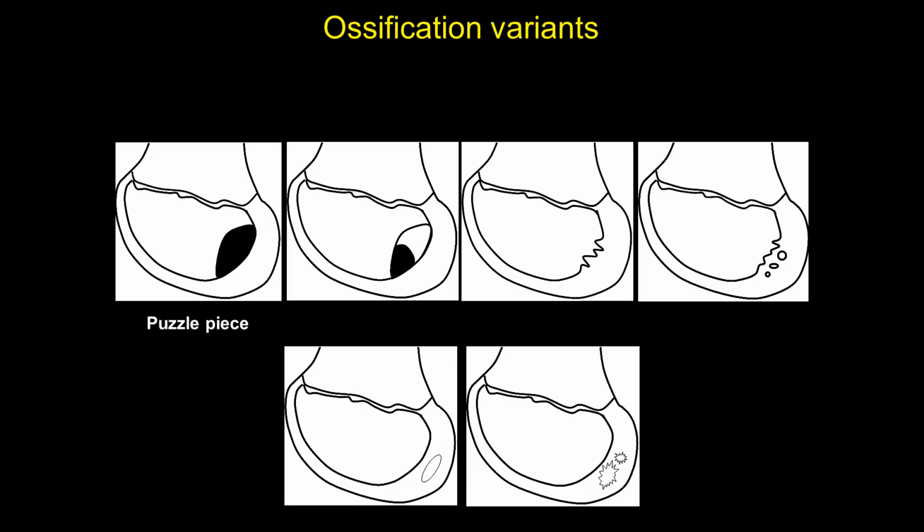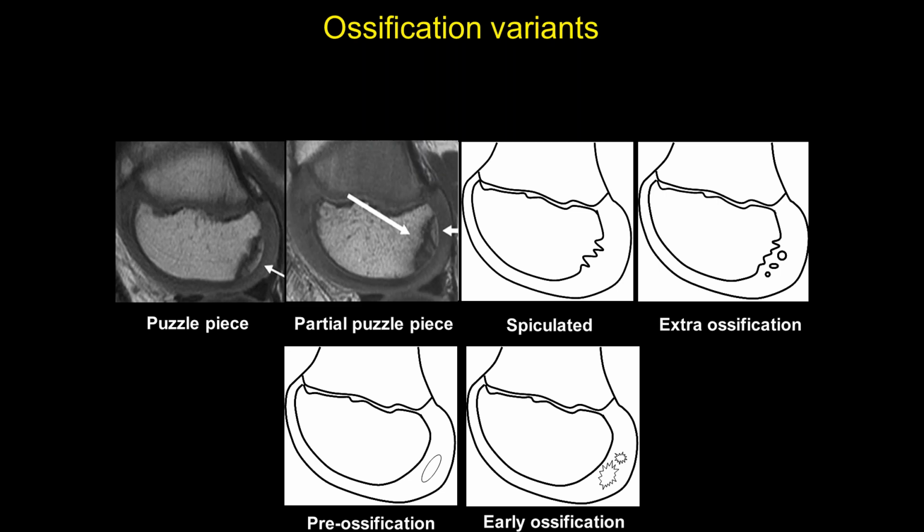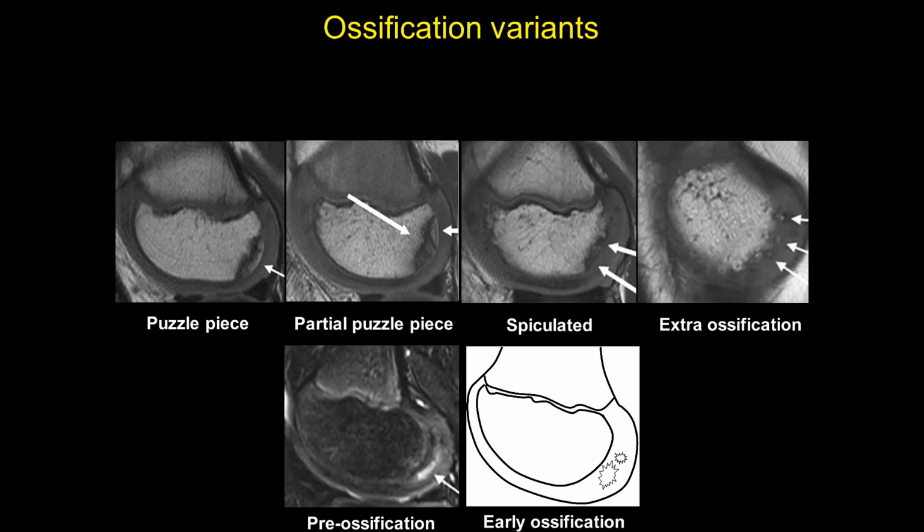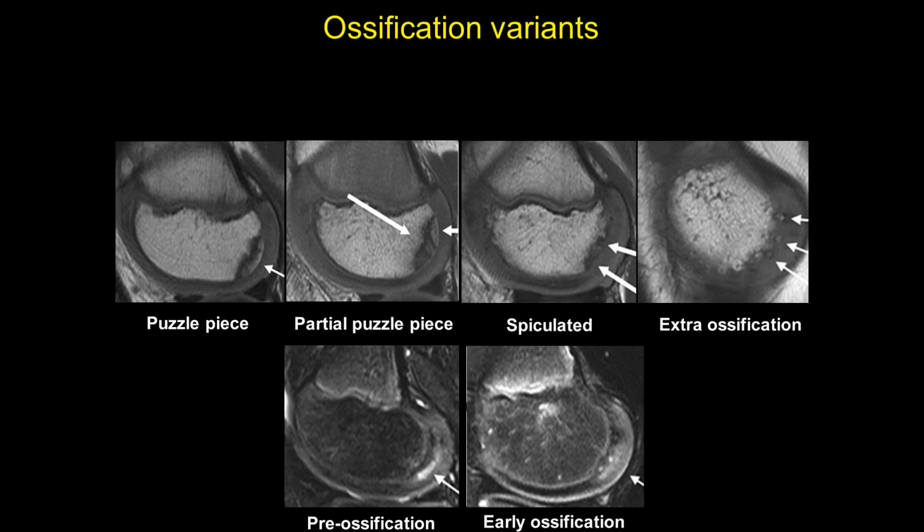We have seen the different types. There's puzzle piece, partial puzzle piece, speculation, extra ossification center. We have seen nice examples of this. What I just wanted to point out as well, so Bert nicely discussed the presence of pre-ossification center and early ossification center. It's important to point out that this occurs within the cartilage, so not within the bone, but within the cartilage, which is about to ossify. So first we get this very sharply delineated region of high T2 signal, which is due to cell necrosis.